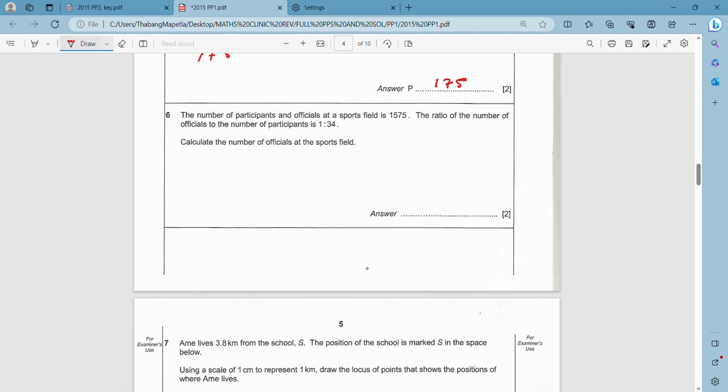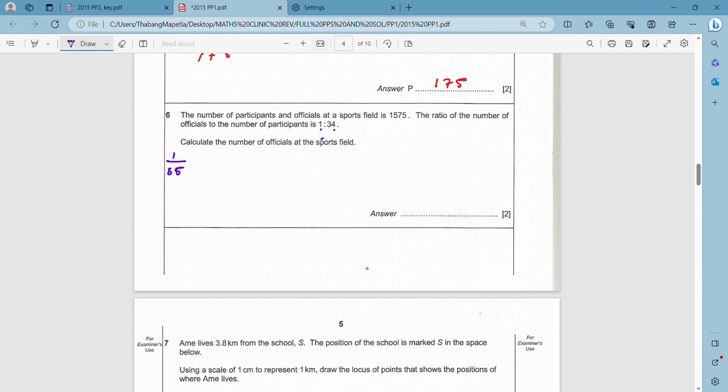So moving on to question number 6, let me go back to my column. Question number 6 says that the number of participants and officials at a sport field is 1,575. The ratio of the number of officials to the number of participants is 1:34. So calculate the number of officials at the sports field. The number of officials according to the ratio is 1 of the total people there. We are going to add our two ratios, 1 plus 34. It's going to be 35.